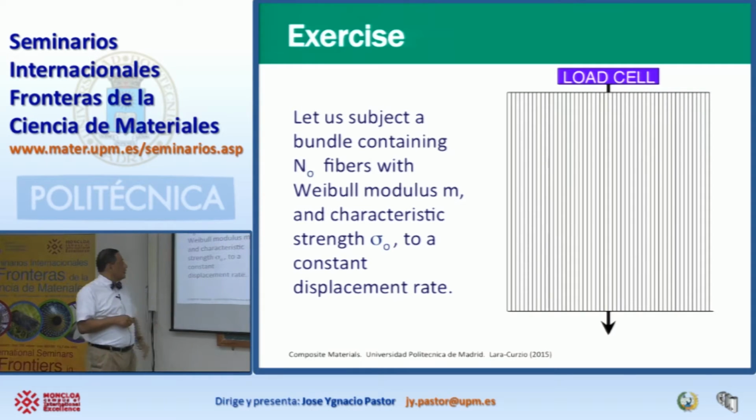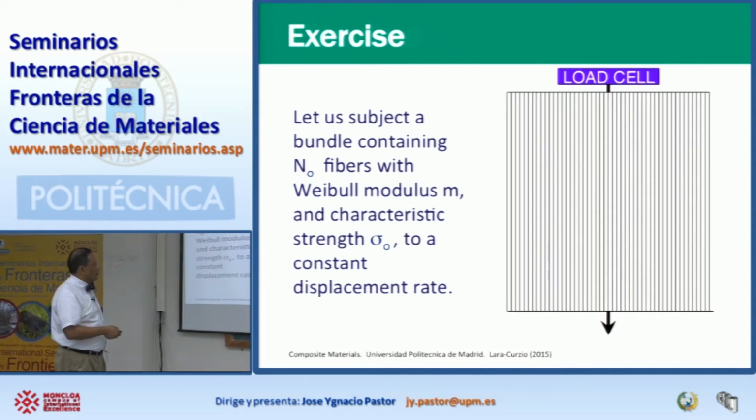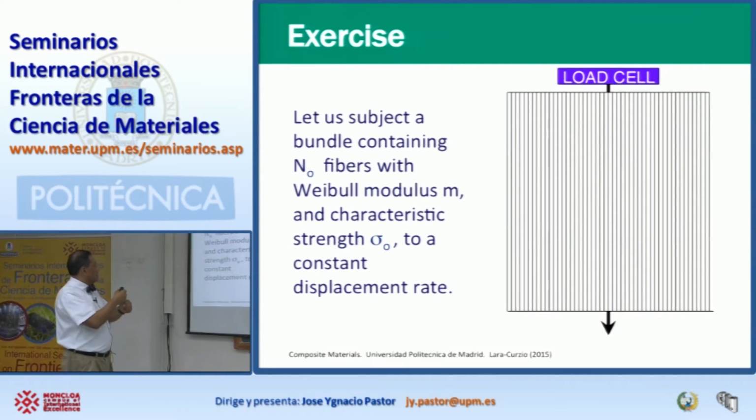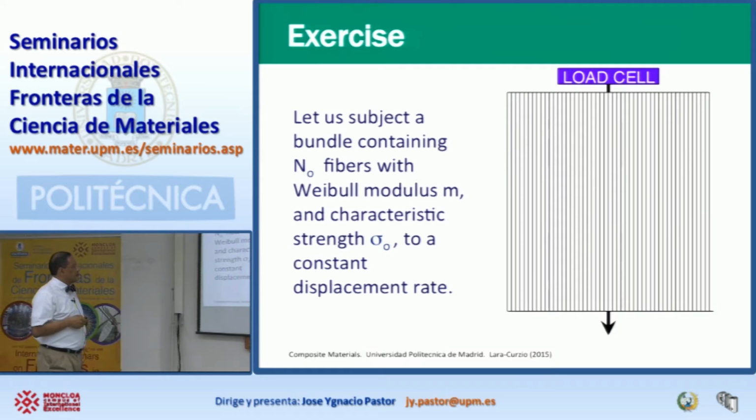Okay? And then I'm going to attach a bunch of fibers. 100 fibers, 1,000 fibers. And these fibers are perfectly aligned. I'm going to glue all the fibers on the top, and I'm going to glue all the fibers on the bottom. They have the same length. I grab them on the bottom. I grab them on the top. I connect the top to the load cell. I connect the bottom to the crosshead of the machine. And then I'm going to move the machine at a constant speed.